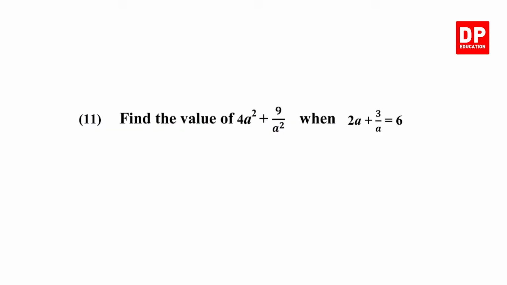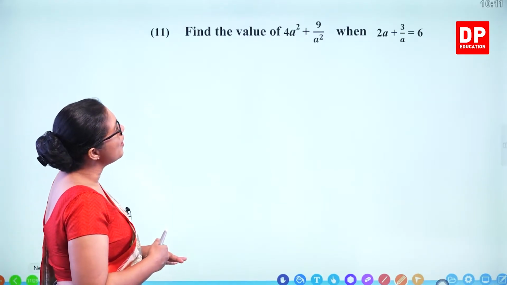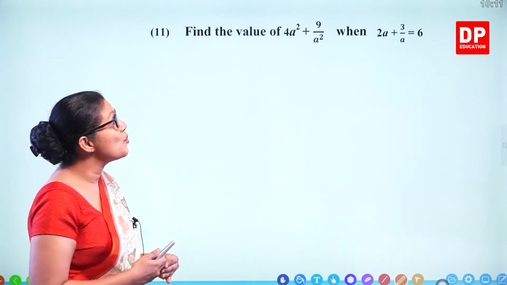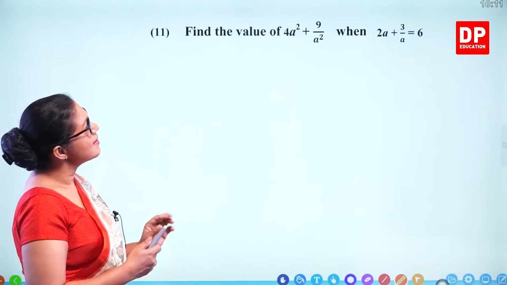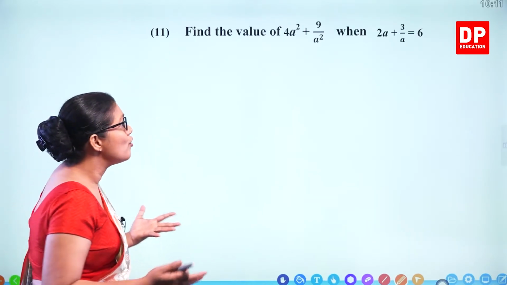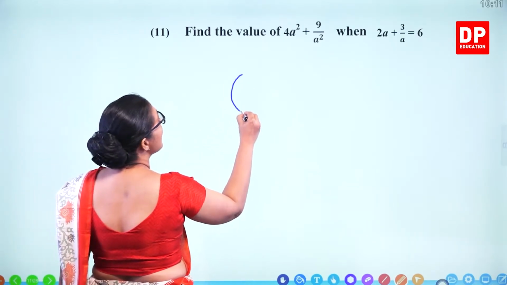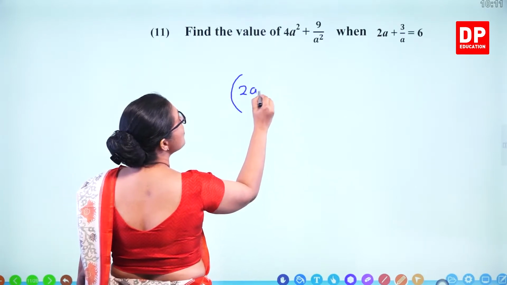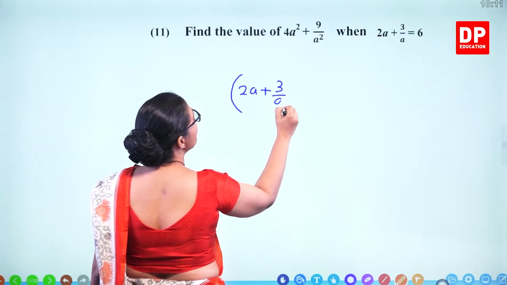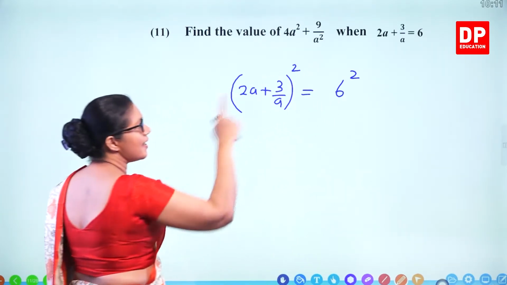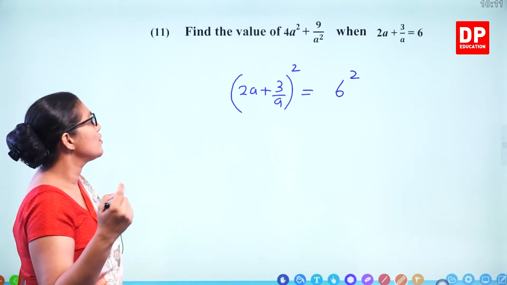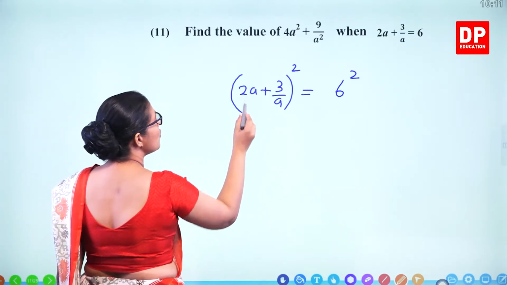Question number 11. Find the value of 4a squared plus 9 over a squared when 2a plus 3 over a is 6. Now look at this and this, a squared. So when you see a square term, we can square both sides. 2a plus 3 over a squared is equal to 6 squared. Take that expression and square it. So what do you get when you square it?